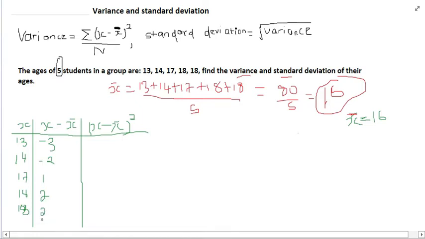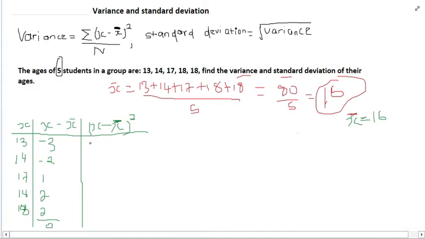Okay, then if you look at it, this deviation from the mean, if you sum them downward, is always 0. This is telling us how far they are from the mean, x minus x bar, which means this number 13 is minus 3 away from the mean. All right, then whatever we have here, just square it. That is x minus x bar squared.